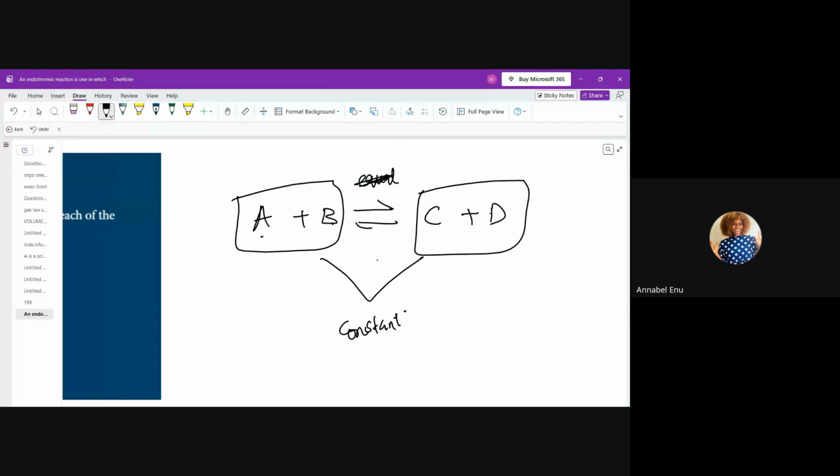So we said again, an equilibrium system is a closed system in which the rate at which the reactant forms the product, the rate of the forward reaction, is equal to the rate of the backward reaction, okay? Such that the concentration of reactants and product are constant.